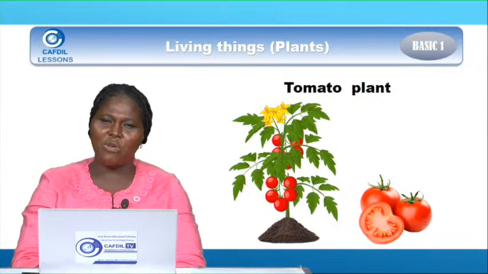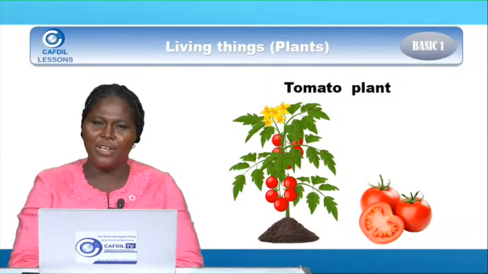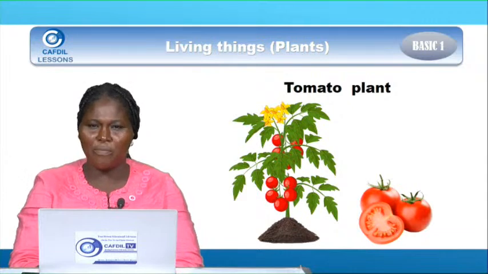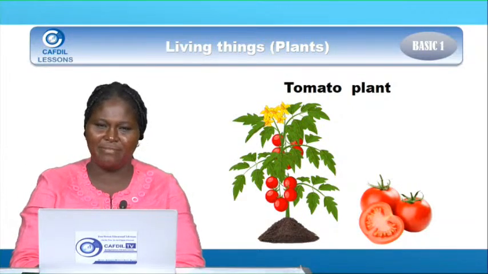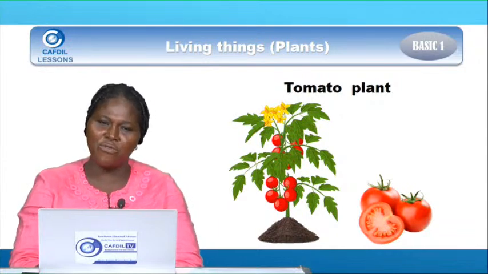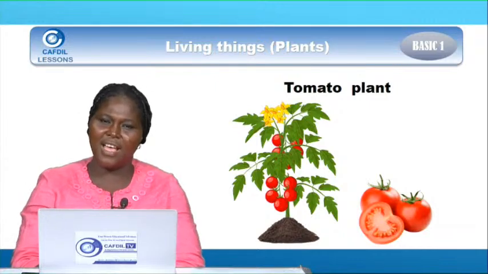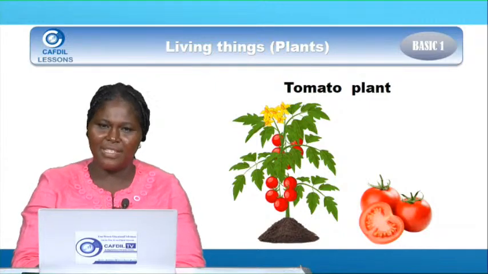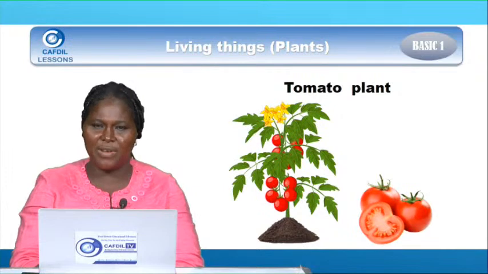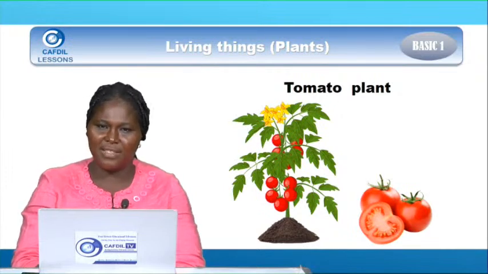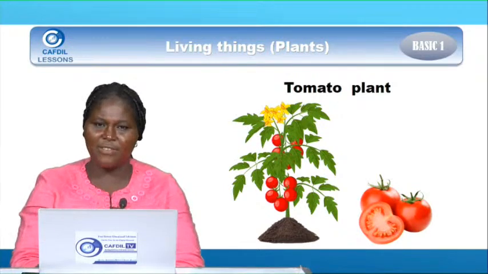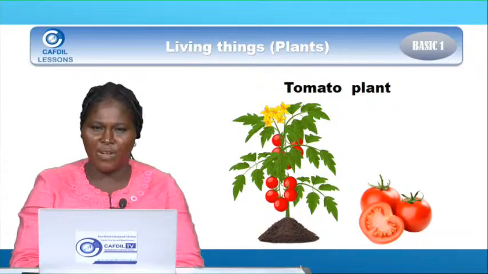Now we have on our screen tomato plants. Very nice tomato plants on our screen. Now we have tomato fruits on it. What color are the fruits? What color are the flowers? The flowers are yellow. Yellow flowers, and the leaves are green.